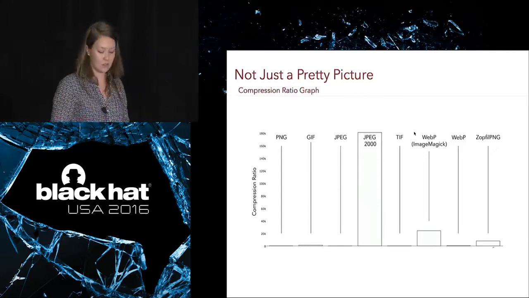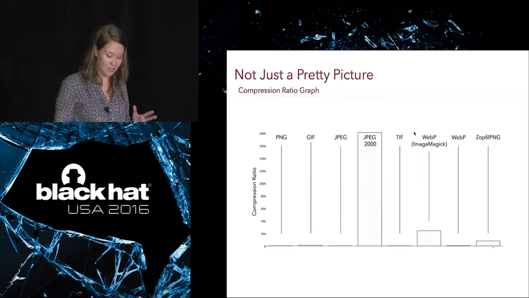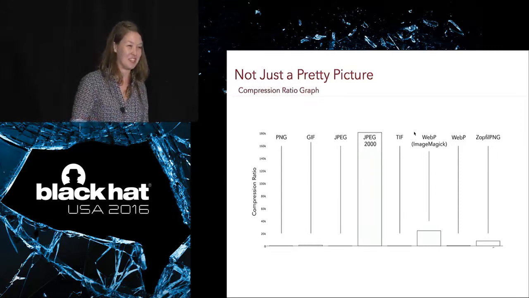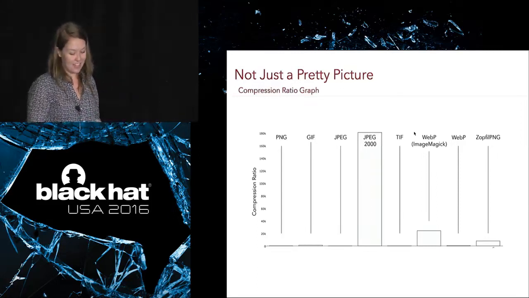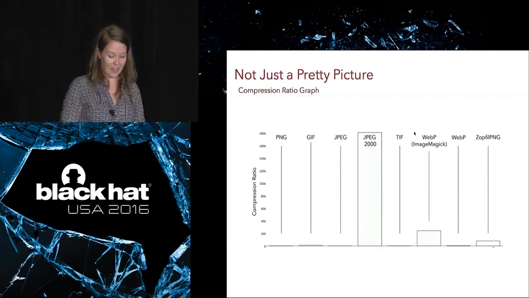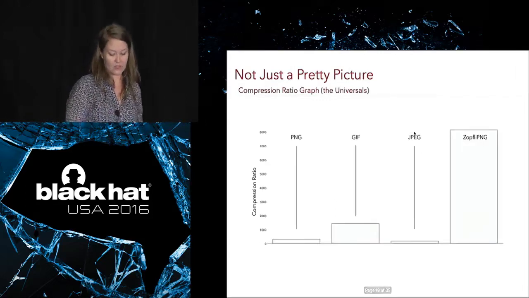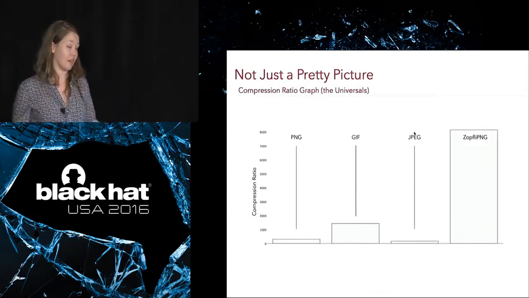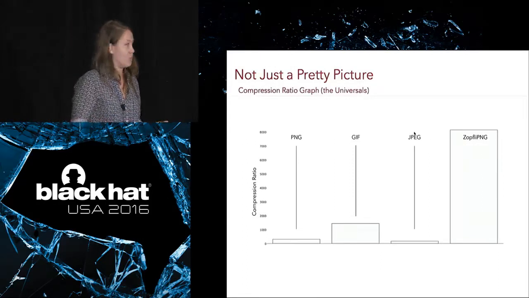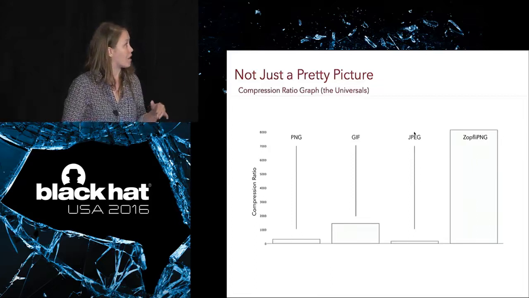And JPEG 2000 is really just king. It's so amazing, the compression that you can achieve using that file format. And it really is unfortunate that it's not more commonly supported. So taking a look at the ones that are more universally supported, at least online, you've got Zopfli PNG, which is really just knocking everyone else out of the water.